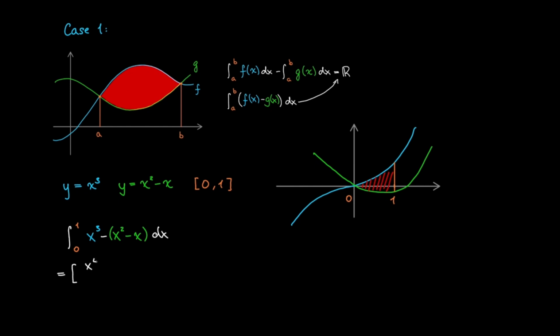The antiderivative you're going to get is x to the power 4 over 4 minus x cubed over 3 plus x squared over 2 from 0 to 1. And finally, all you have to do is plug in 1, because plugging in 0 just gives you 0. So here we have 1 over 4 minus 1 over 3 plus 1/2. And the answer is 5 over 12. To be more specific, the area would be 5 over 12 units squared.